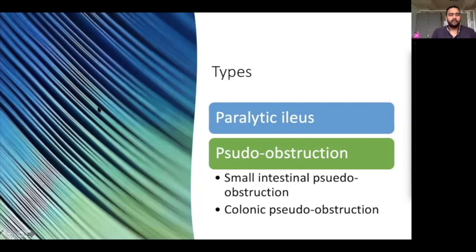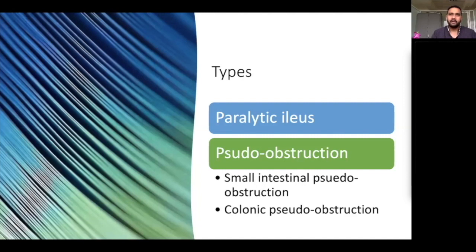Okay. So there are two types of adynamic intestinal obstruction we have to discuss. Number one is paralytic ileus, and the other one is pseudo obstruction. Everybody knows about paralytic ileus, but a lot of people don't know about pseudo obstruction. So there's one entity we call pseudo obstruction. So those are the two types.